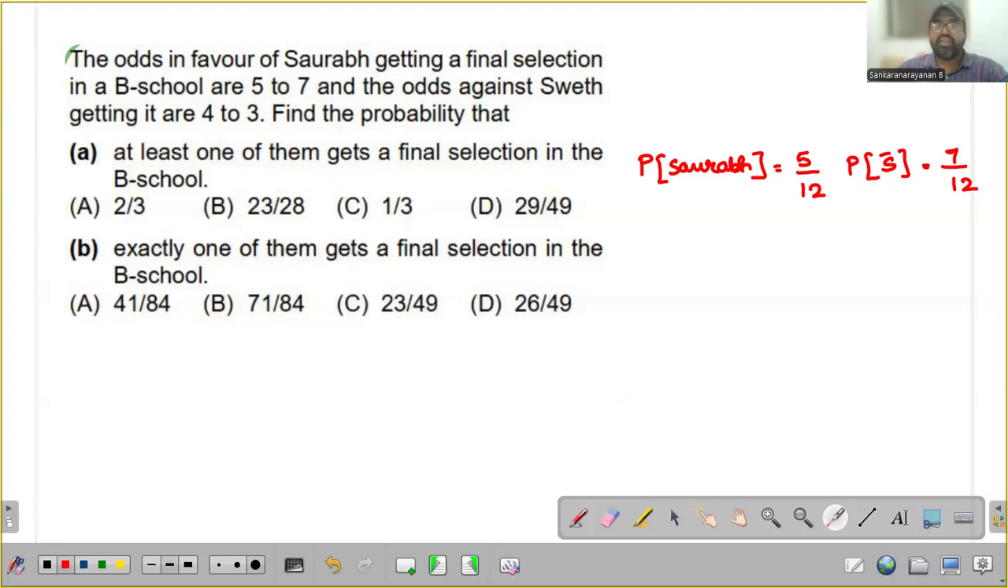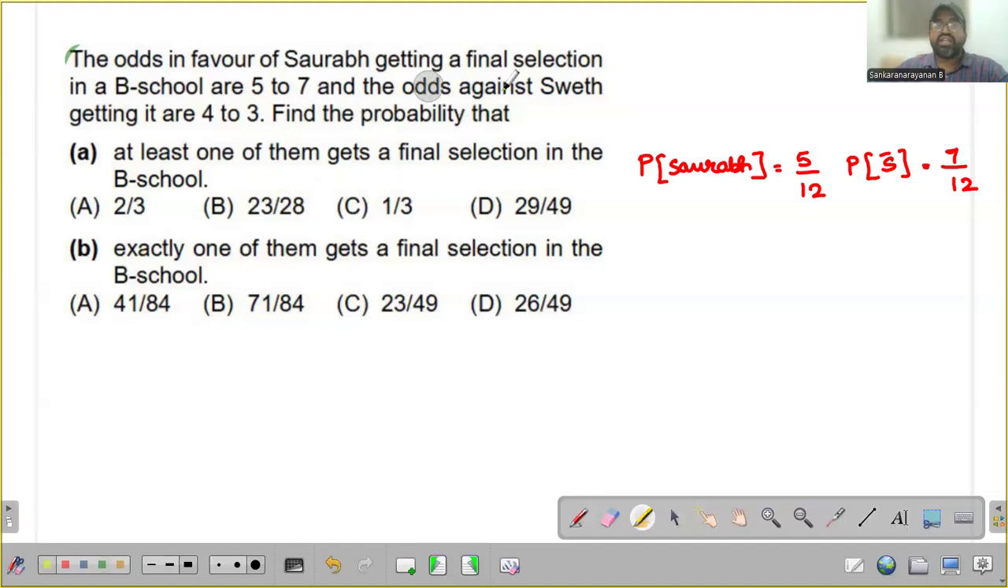The odds in favor of Saurabh getting selected into the B school are given as 5 to 7, which means the probability that Saurabh gets selected will be 5 upon 5 plus 7, that is equal to 12. So the probability that Saurabh won't get selected will be 7 by 12. Now, the same way, read it carefully.